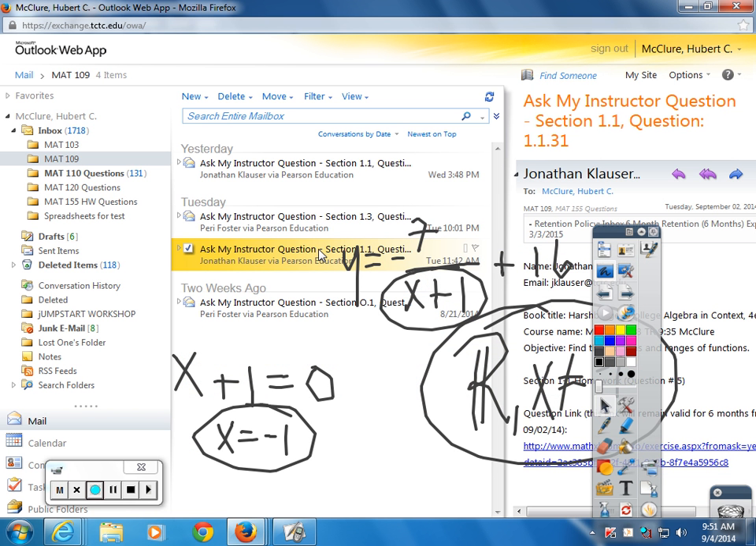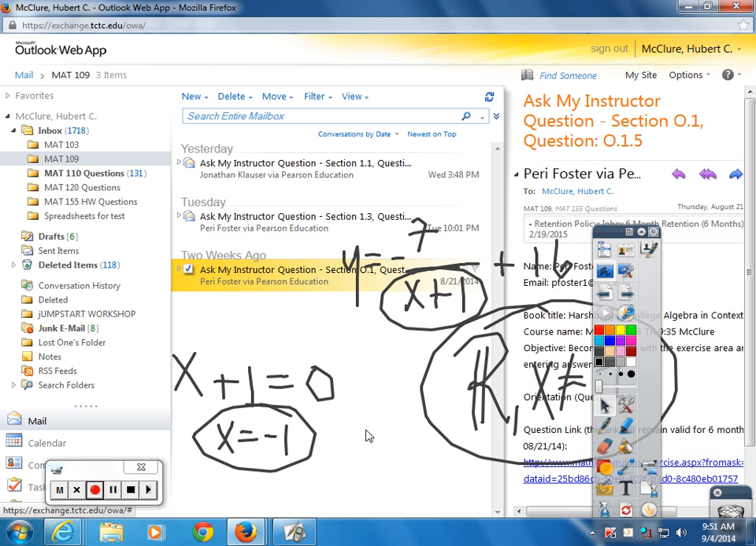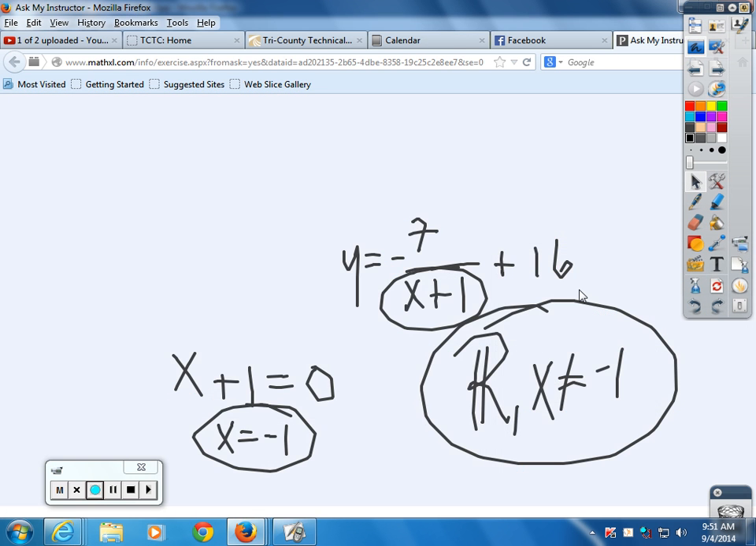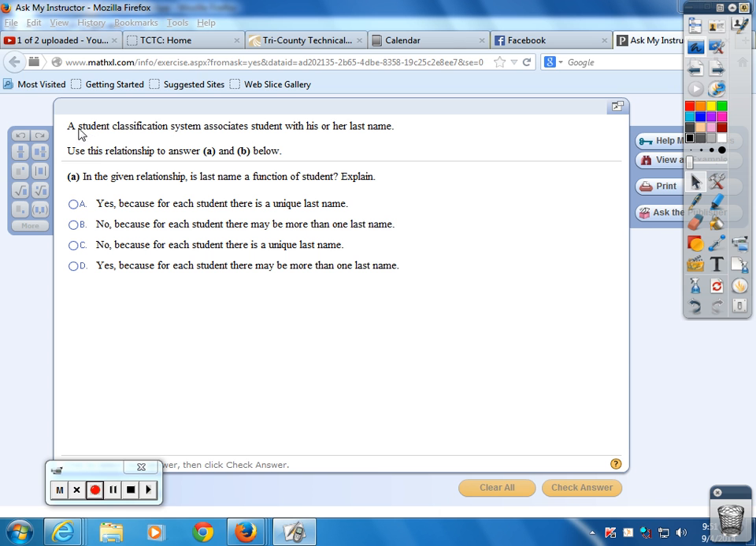All right, that takes care of that one. 1.1, number 7. A student classification system associates students with his or her last name. Use this relationship to answer the... What the heck is this? Where did this come from? In the given relationship, use the relationship to answer A and B. In the given relationship, is last name a function of the student? I guess it would be, because for each student, there's a last name. But wait a minute. Let's look at this.